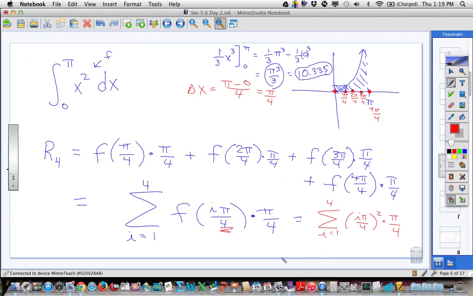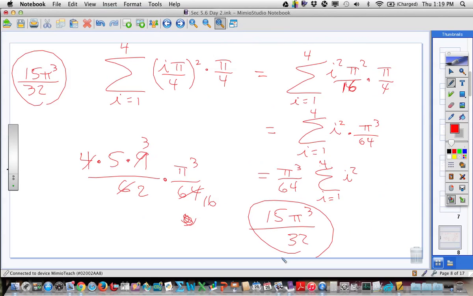14. Does that make sense? It would be more, right? Rectangles are going to be too much. 10.335, we got 14. But look how I could use those formulas. When I got to here, I could do this. That's a constant. Pull that out. I got my i squared. I could do my formula, and I could have found that answer. Okay, well, obviously that's a bad answer. That's 14. The answer is 10. That's horrible.